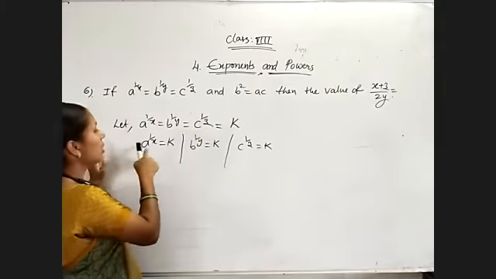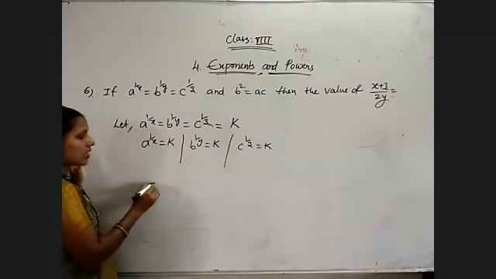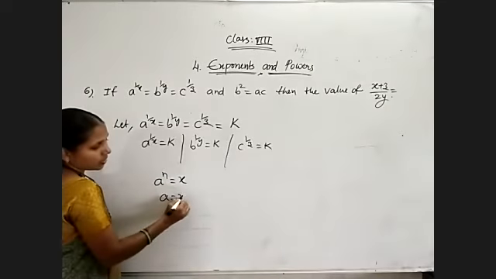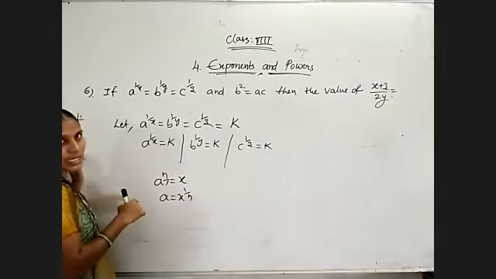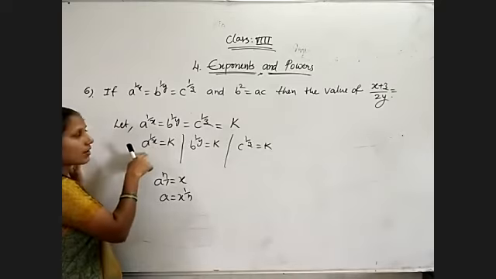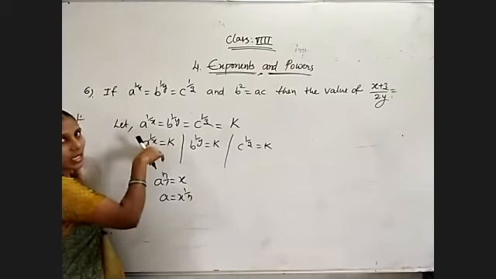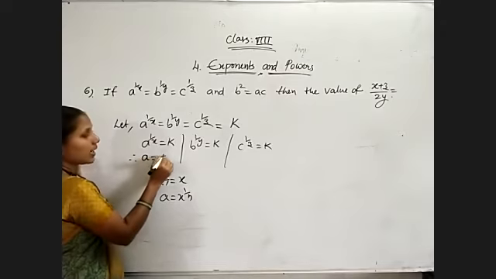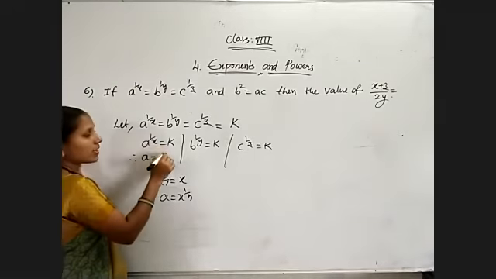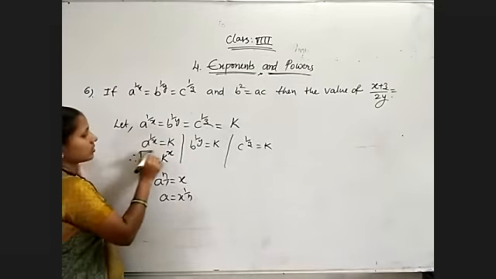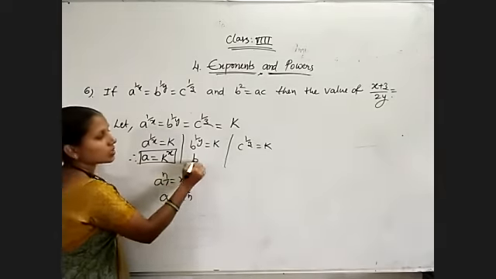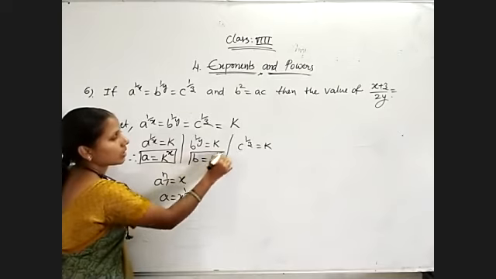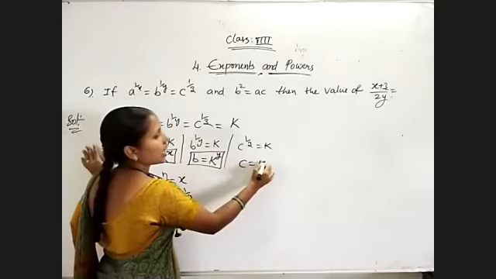And now I want the value of a. Yesterday I told you, a power n is equal to x, for suppose, then a will be equal to x to the power of 1 by n. Reciprocal we will get. Here 1 by x is there, so a will be equal to k to the power of x by 1, that is k power x. B also same. So for b we will get k to the power of y, and c is equal to k to the power of z.